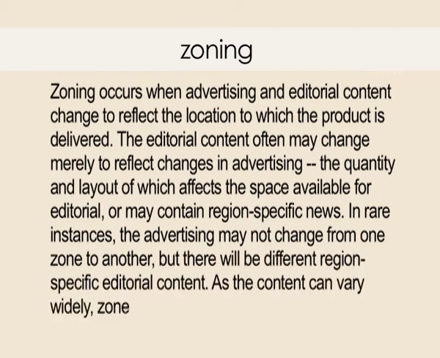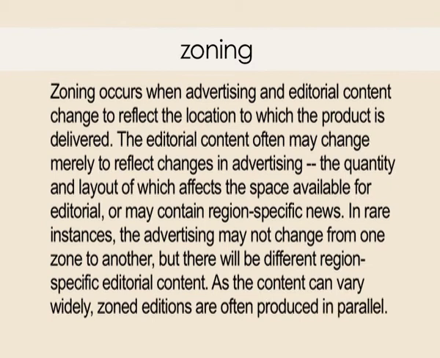In rare instances, the advertising may not change from one zone to another, but there will be different region-specific editorial content. So, say a newspaper which comes out from Calcutta is also coming out from Assam or Bihar. Because the ad positions are changing, sometimes the editorial content also changes. Now, that is called zoning and editioning.